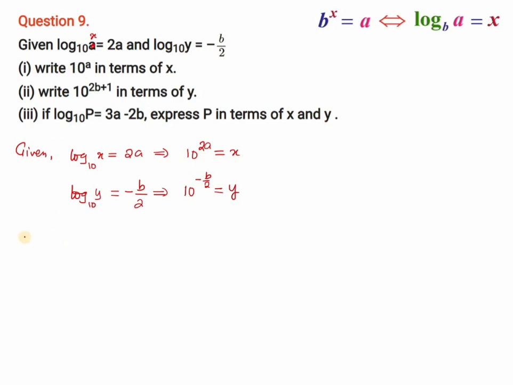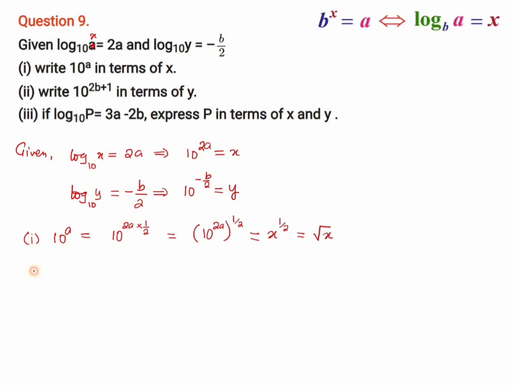Now let's look at the first question. So it says express 10 to the power a in terms of x. Okay, so can I write this as 10 to the power 2a into half? Yes, ultimately I'll get the same thing. Now in turn, can I write this as 10 to the power 2a whole to the power half? Yes. So what is 10 to the power 2a? It is x. So this is x to the power half then. Okay, so 10 to the power a is equal to x to the power half, or in other words, you can write this as square root of x also. So this is the first answer.